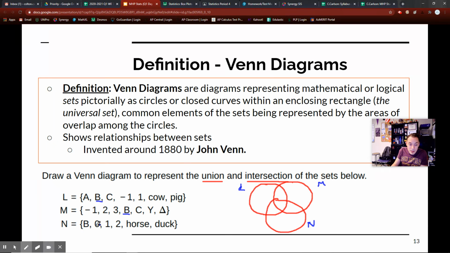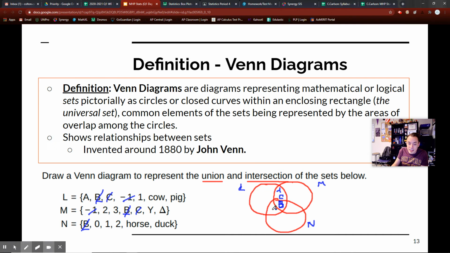You should say B. So I'm going to cross out B because we're going to use it now. So B is the intersection between all of them right there, B. Okay? Now let's go to the intersection between L and M. So what is common between L and M? Well, there's -1. So I'm going to write -1 here. What else is common between L and M? C. C is common, right?